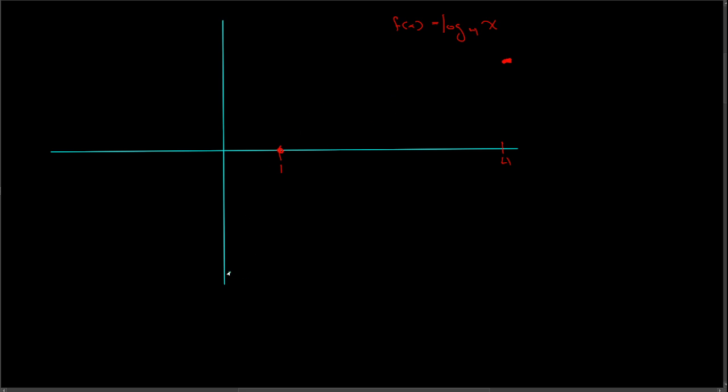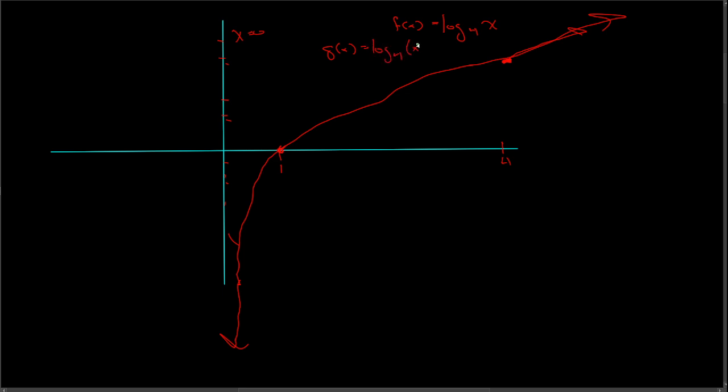And logarithms can't be at 0, so they're asymptotic to 0. So this function curves off this way and is asymptotic to x equals 0. So we have this asymptote at x equals 0. And the function we want to look at is log base 4 of x plus 1.